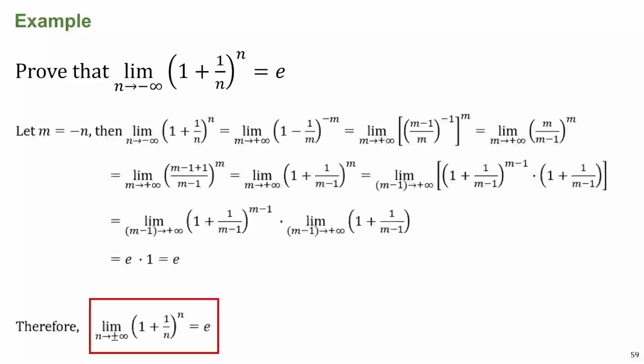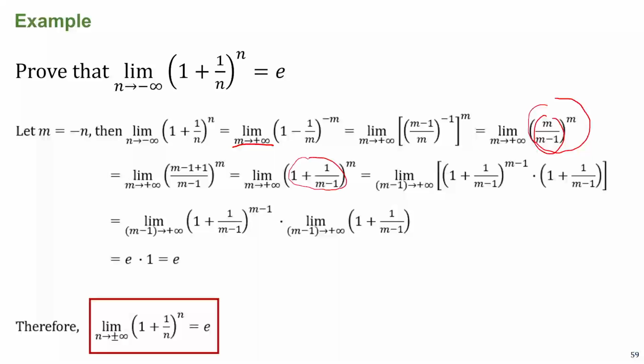Okay, we can actually prove this in the following way. So basically, you can let m equals negative n, right? Then n approaches negative infinity is equivalent to m approaches positive infinity. And then we can rewrite the expression to 1 minus 1 over m to the power of negative m, and transform that to the limit of this expression when m approaches positive infinity, and detach this expression into two parts. The first part is 1 plus 1, second part is 1 over m minus 1, and then raise to the power of n.